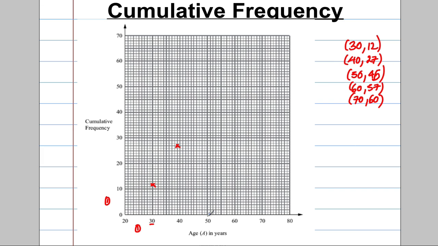50 across 45 up, go to 50, go up, and we're going to 45, so here's 40, 1, 2, 3, 4, 5, like that. 60 across 57, so 60 across, we're at 50 here, 1, 2, 3, 4, 5, 6, 7, as such. And lastly, 70 across and 60 up, so we're at 70, and we go up to 60. Always mark off your top value. There's 60, your top value, like that.